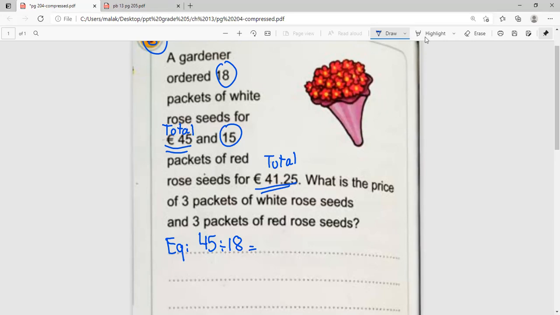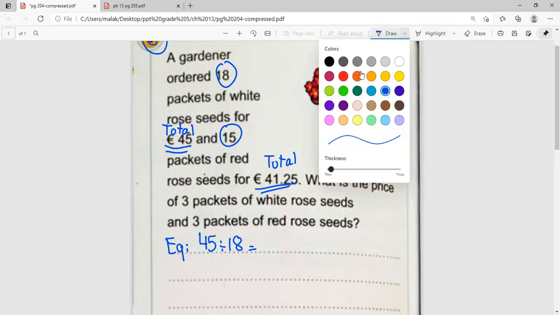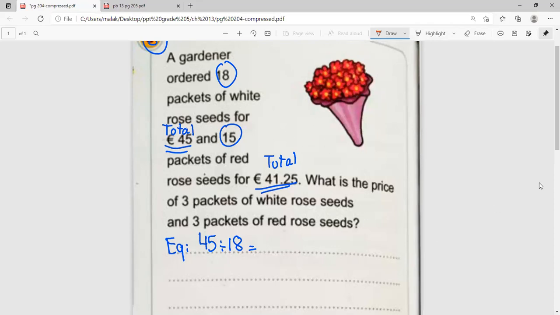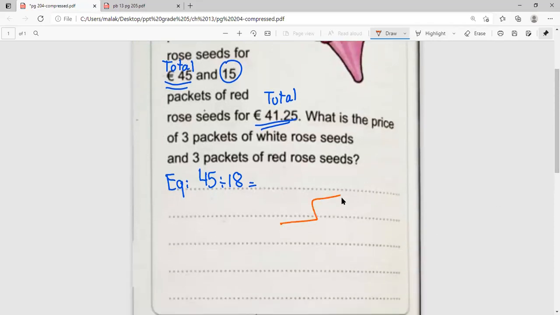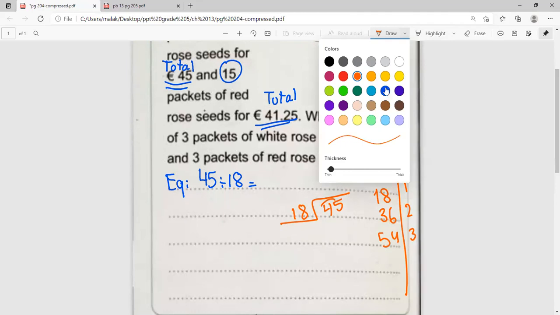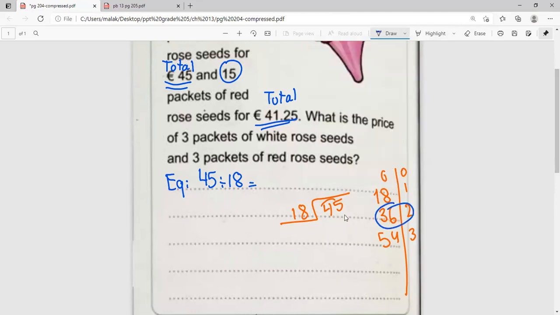So 45 divided by 18. Let's write the table of 18: 0, 18, 36, 54. Stop. Which number is very close to 45? 36. So 2 up and 36 down. Let's subtract.